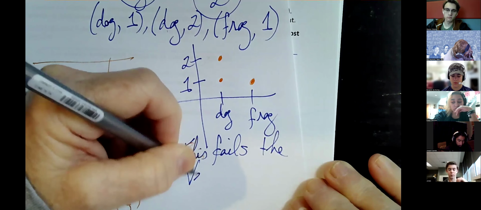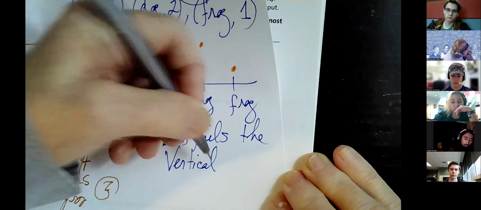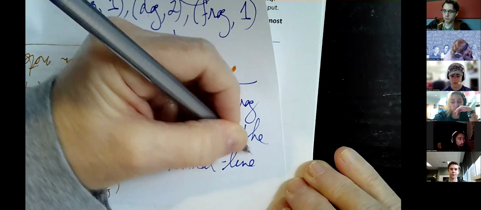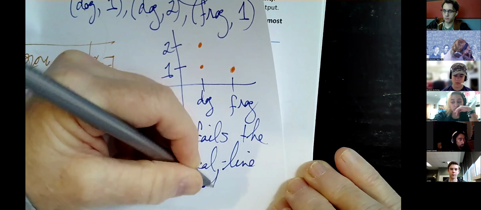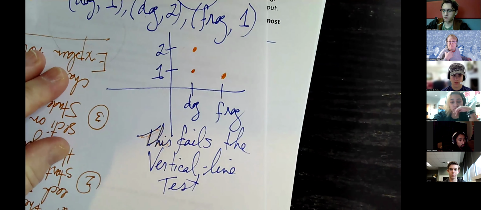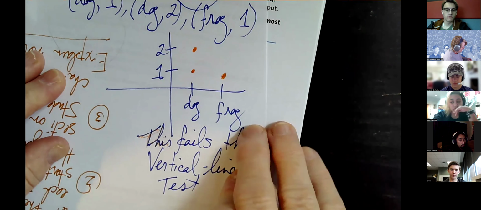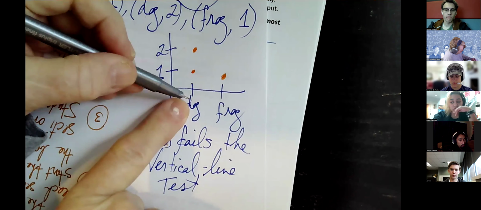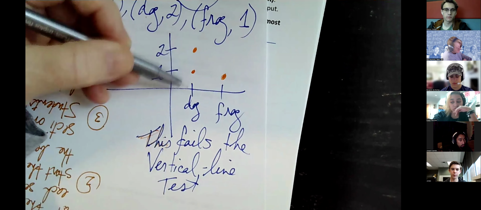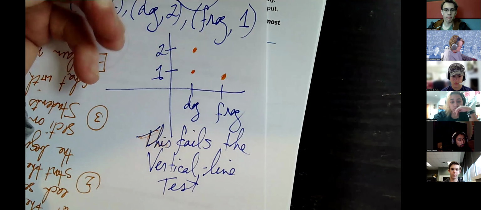The vertical line test. And you can see that it makes sense that a vertical line would be a good judge for a function, because one input having 2 outputs means that a vertical line would cut it twice, at least twice.